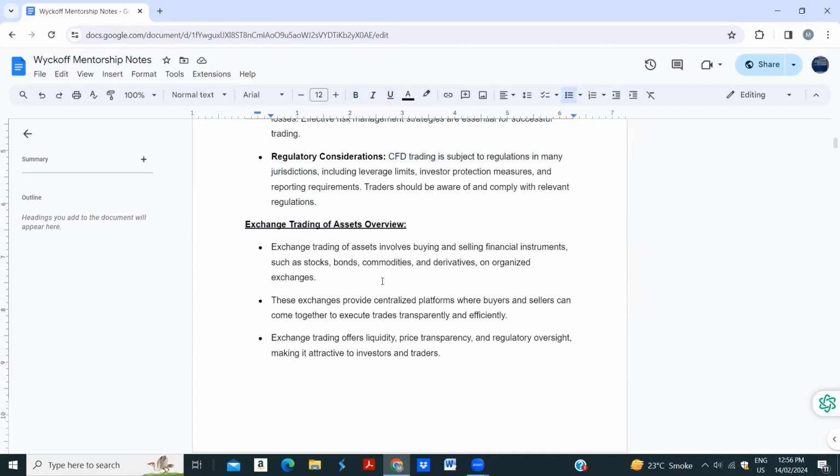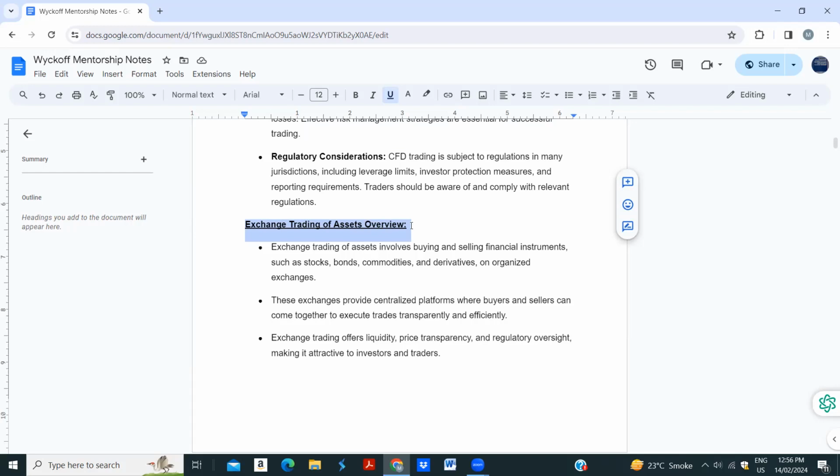Now, exchange trading of assets. What is exchange trading of assets? First of all, we have covered Forex. Then we have covered CFDs. Now, the third part is the exchange trading. Exchange trading is when you are trading on a centralized exchange.